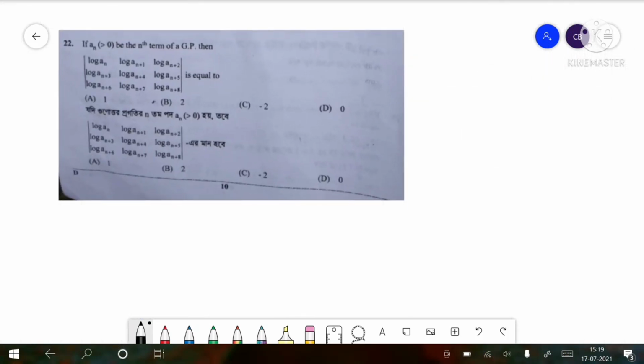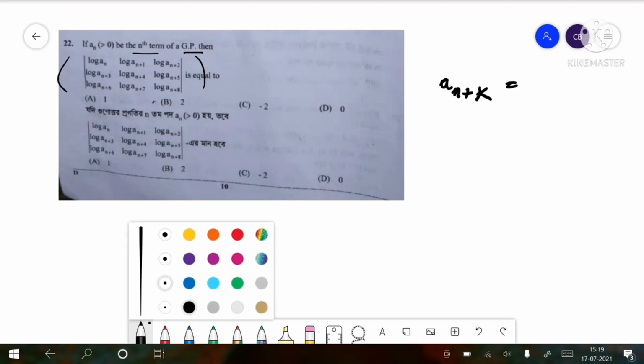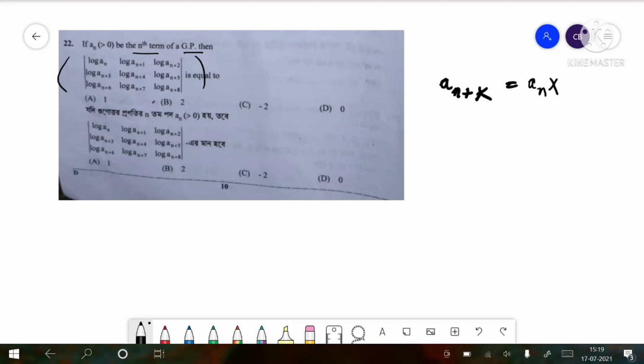If a_n greater than 0 is the nth term of a GP, then this determinant is equal to. Now this is a very simple question. If a_n is part of a GP, then a_(n+k) is equal to a_n times r to the power k, where r is the common ratio. Now when we take the logarithm, we can say that log of a_(n+k) is equal to log of a_n plus k times log of r, which will be a constant since r is constant and k will be varying.